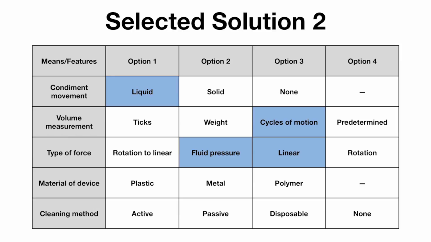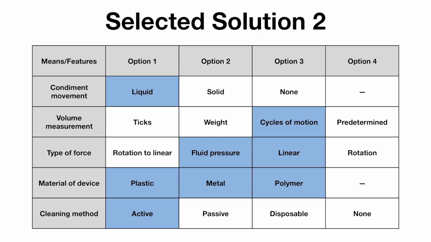The material of the device could be made out of either plastic, metal, or polymer, but as a result, we can decompose the keg idea into 3 separate ideas, the keg being made out of plastic, the keg being made out of metal, and the keg being made out of a non-plastic polymer. In this case, I think the cleaning method would probably have to be active in order to get rid of everything that is inside the device.